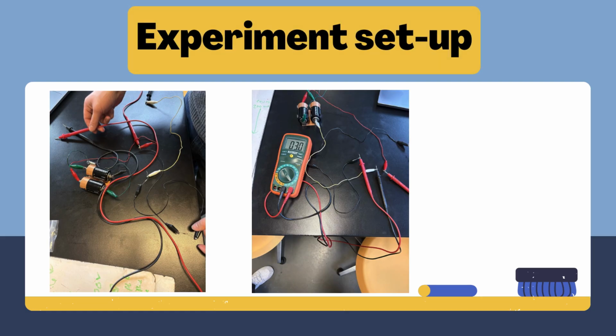These are just some pictures from our experiment setup. And as you can see, we just have a battery source of 3 volts in the wires, and the multimeter is connected to wherever the experiment specified.